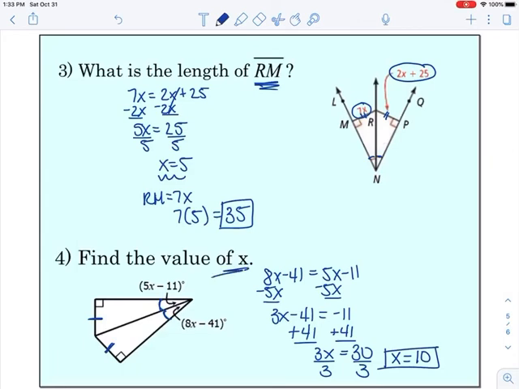Again, it only asked me to find the value of x. I found it, and I'm done.